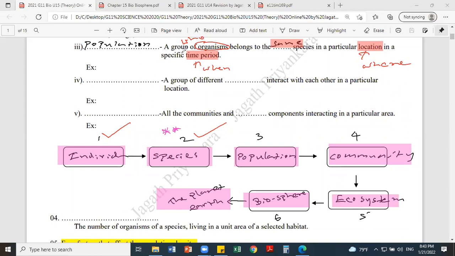And the number also you have to tell. How many? Group means you have to mention the quantity also. How many.